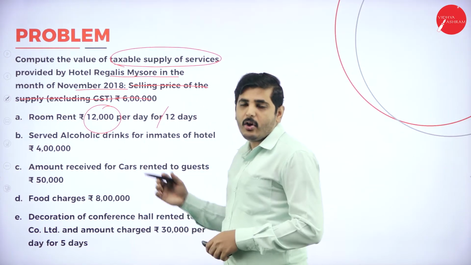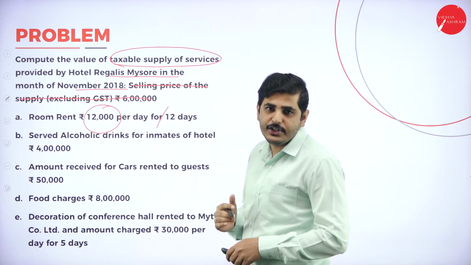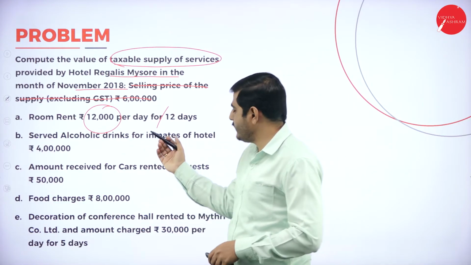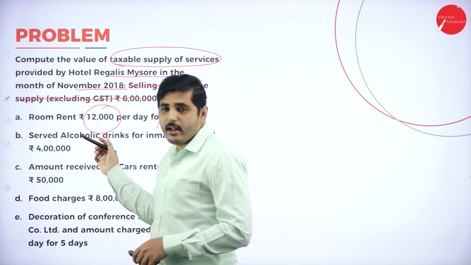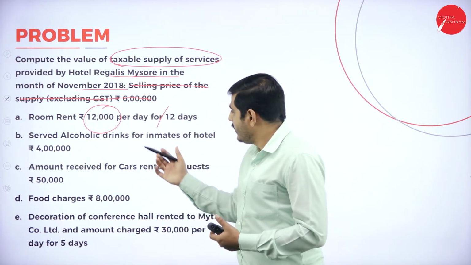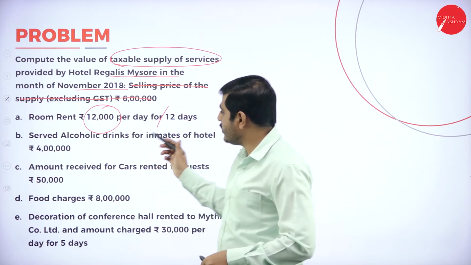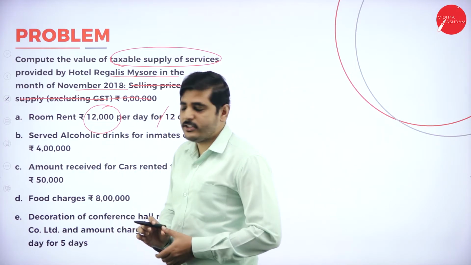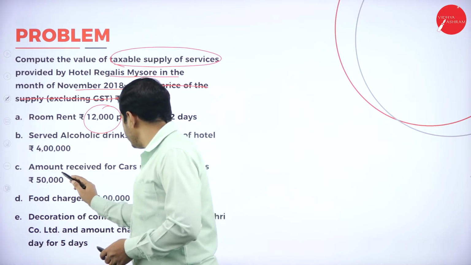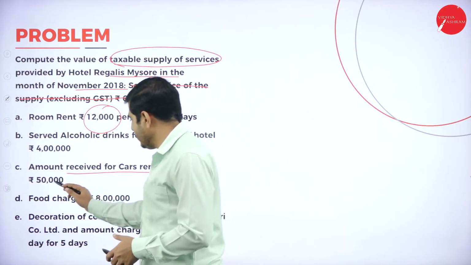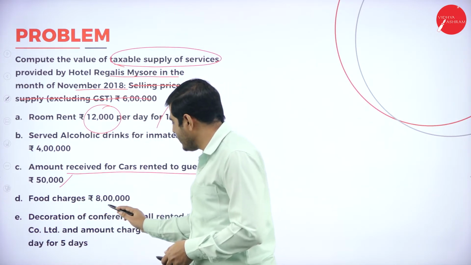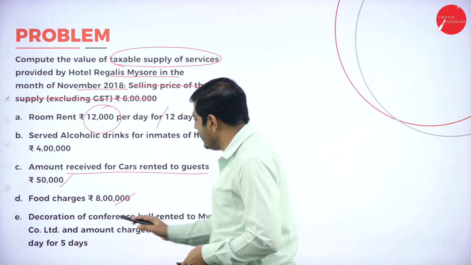Any alcoholic drinks will not come under GST. Petroleum products and alcoholic drinks will not come under GST. It is a separate tax, so it should not be taxable. Also, if it is personal consumption, then GST or tax is not applicable. Next one, service of a car rented to guests, 50,000, we can add this. Food charges is 8 lakh rupees, we can add this.